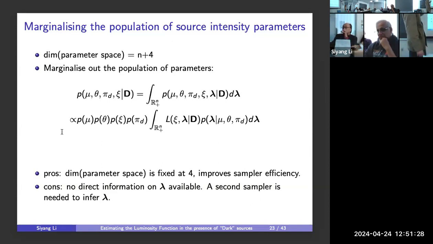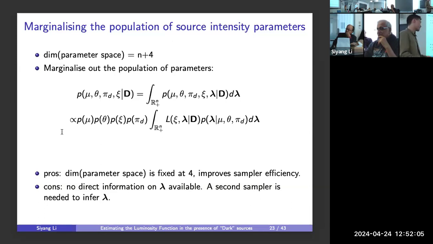Actually, the motivation for us to marginalize out the population of source intensity parameters is that, for example in larger populations, there can be a very high dimensional parameter space. If we can integrate out these source intensity parameters, this gives us a parameter space of only 4 dimensions, and that will improve the efficiency of the sampler. For example, for nested sampling, it will improve its convergence to the true values.